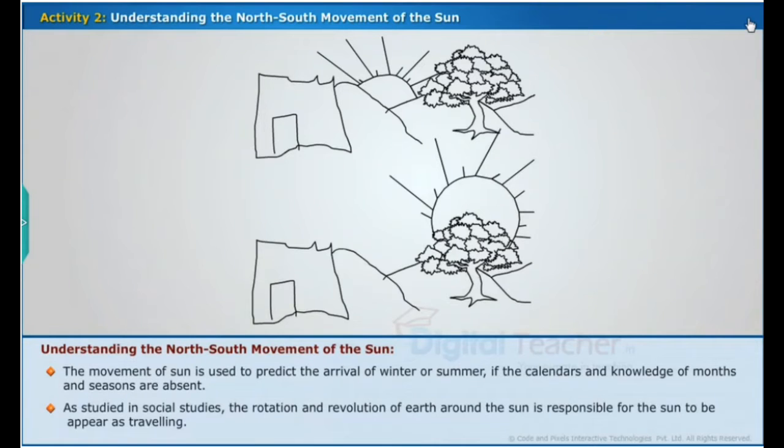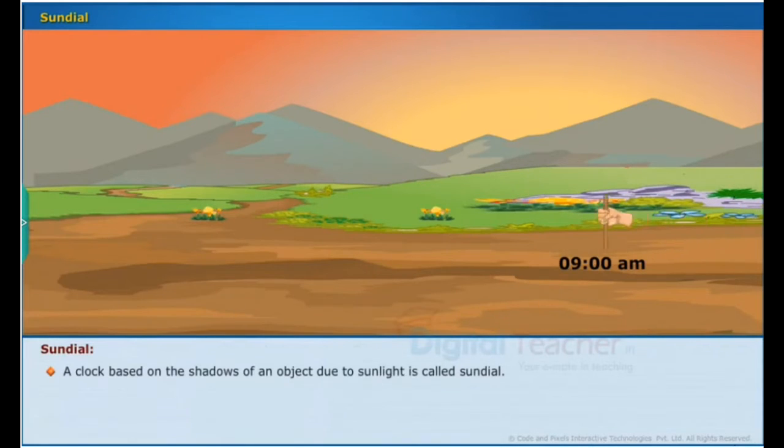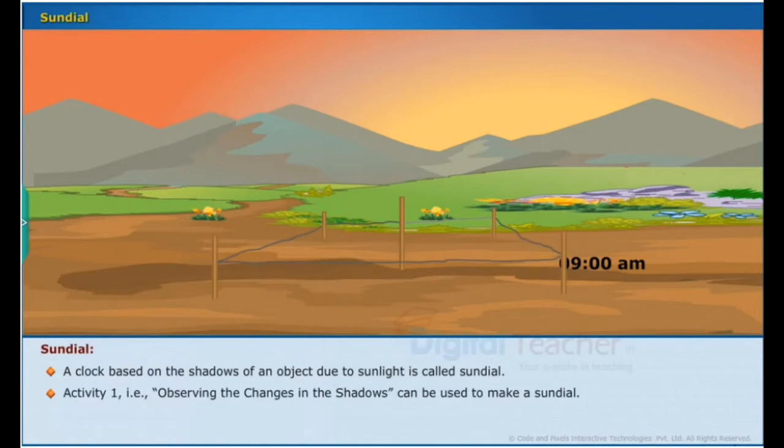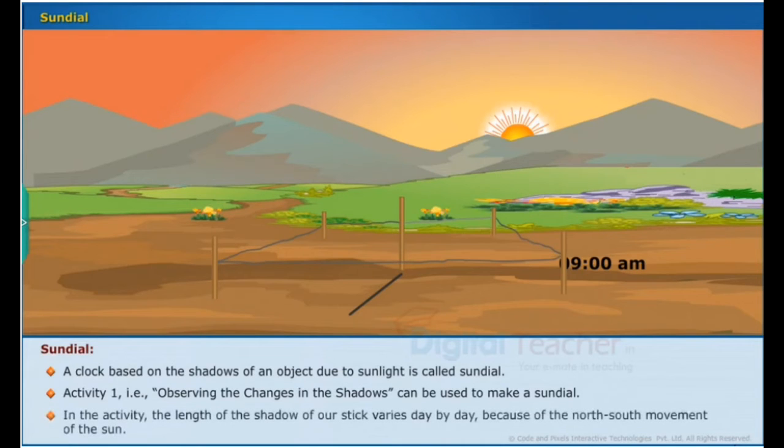As studied in social studies, the rotation and revolution of the Earth around the sun is responsible for the sun appearing to be travelling. A clock based on the shadows of an object due to sunlight is called a sundial. Activity 1, that is, observing the changes in the shadows, can be used to make a sundial.